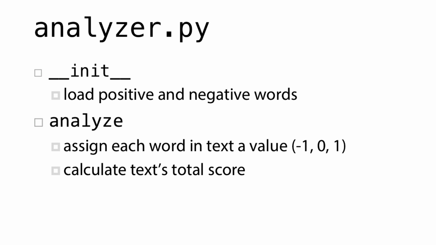Analyzer has two functions, an initialization function, which will load the positive and negative words, and then analyze, which when we're done, will assign every word in the text a value: -1 for any negative words, 0 for a neutral word, and 1 for a positive word. Finally, we're going to want to calculate the text's total score to determine whether it's positive, negative, or neutral.